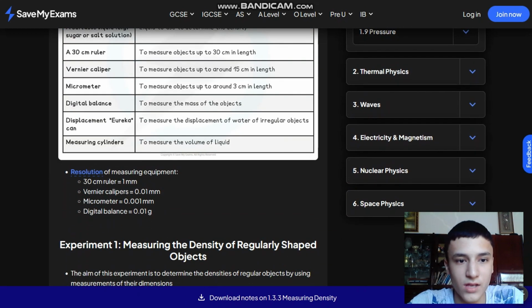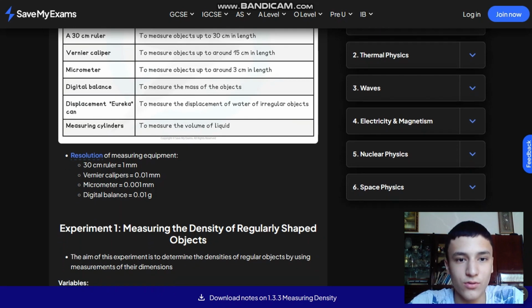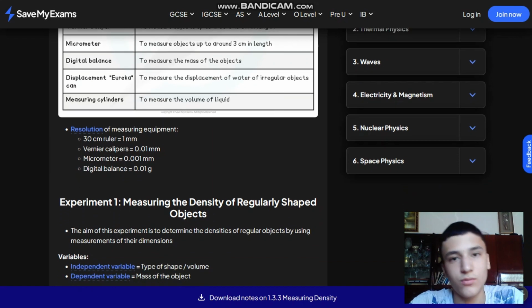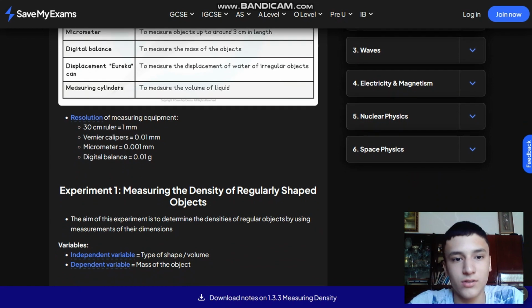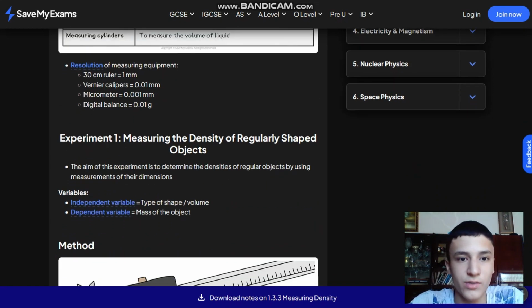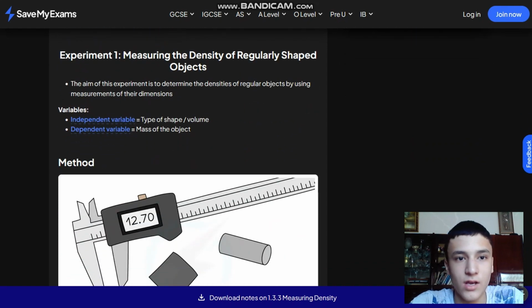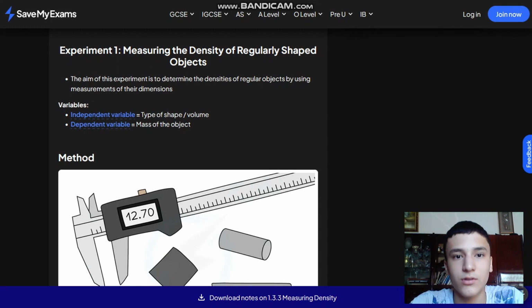So the resolution of the 30 centimeter ruler is 1 millimeter in our experiment. Vernier calipers 0.01 millimeter, micrometer 0.001 millimeter, digital balance is 0.01 grams. This is the uncertainties in each equipment. So for example, experiment 1, measuring the density of regularly shaped objects.